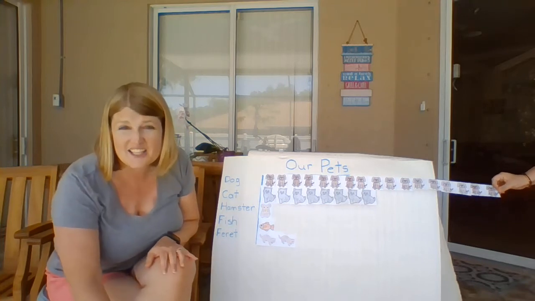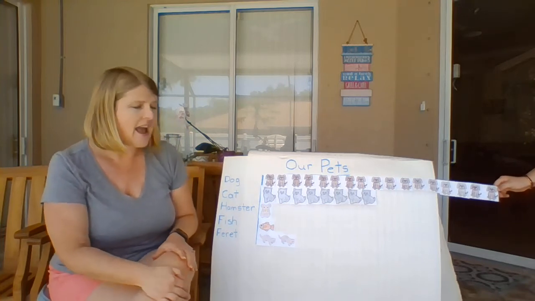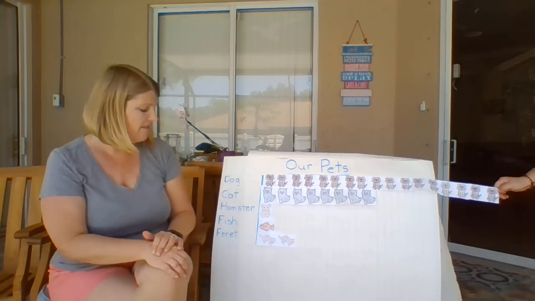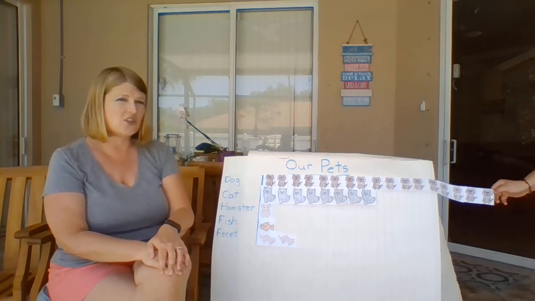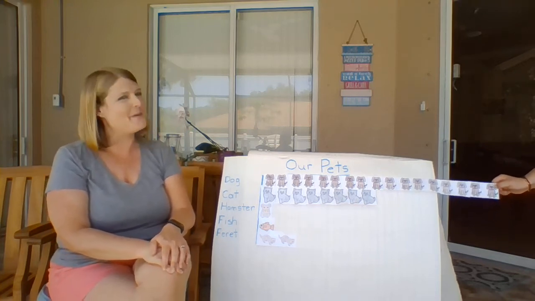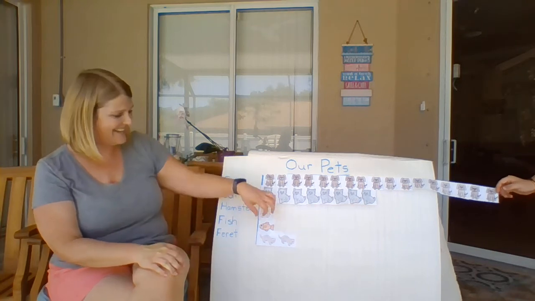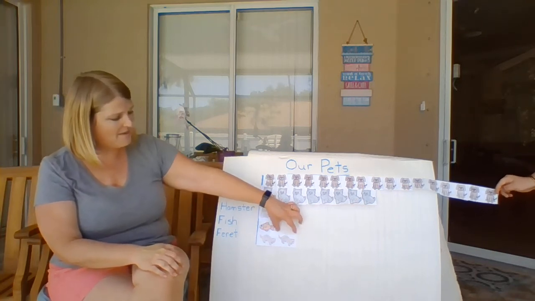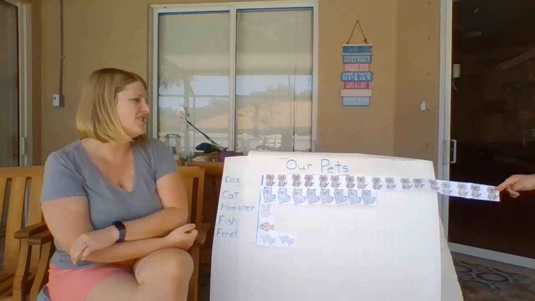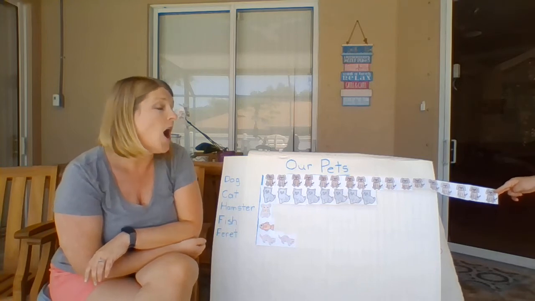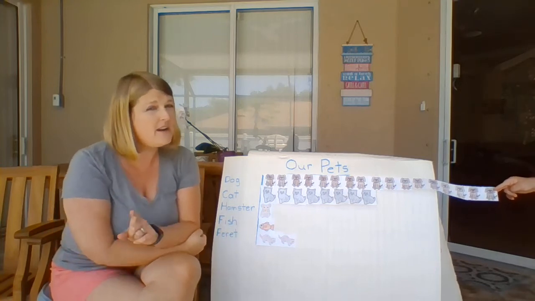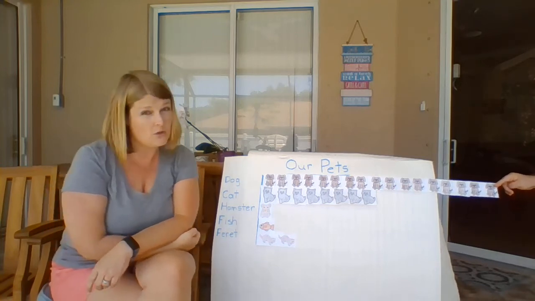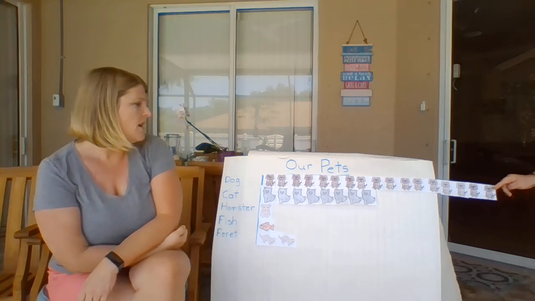Now I'm going to ask the tricky question. How many more ferrets do we have than fish? Oh, that one wasn't too tricky, was it? It was just 1 more ferret than fish. Fantastic. All right, 1 more comparison question before I give you your assignment today.